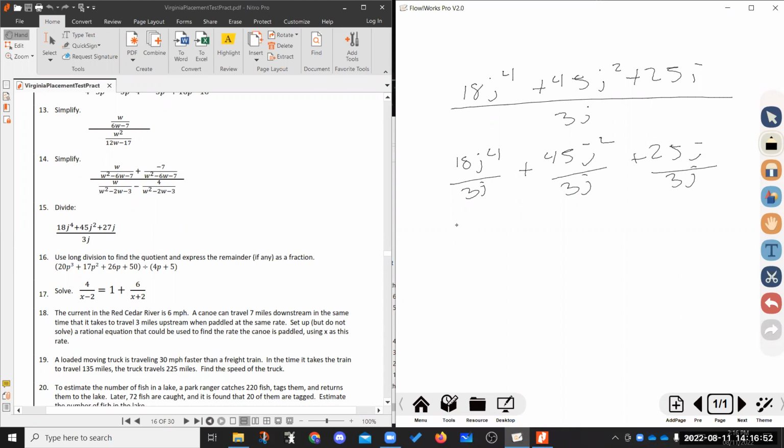So 18 divided by 3 is going to be 6. J to the 4 minus 1 is going to be j to the 3rd. 45 divided by 3 is 15j. And this was a 27, not a 25. 27 divided by 3 is 9. There we go. Everybody got that? But that was 27j, and 27 divided by 3 is 9.